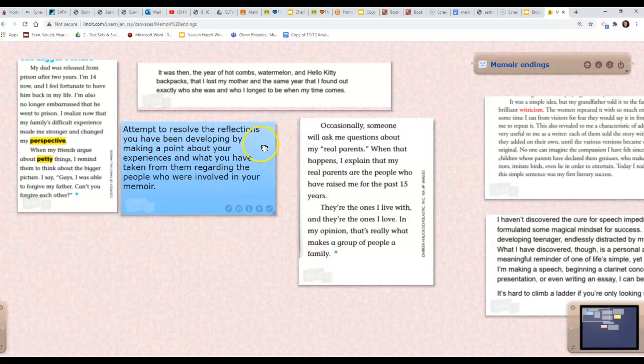So these are great endings that have resolved and reflected the relationships that have been built throughout the memoir. Give that a try.